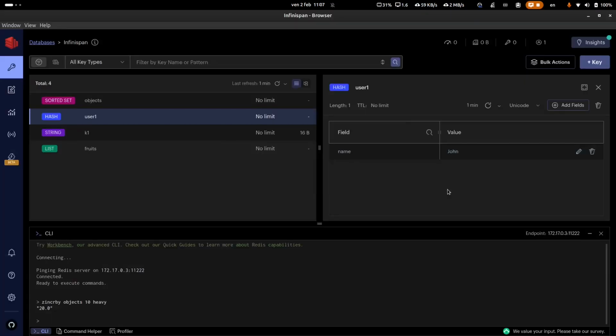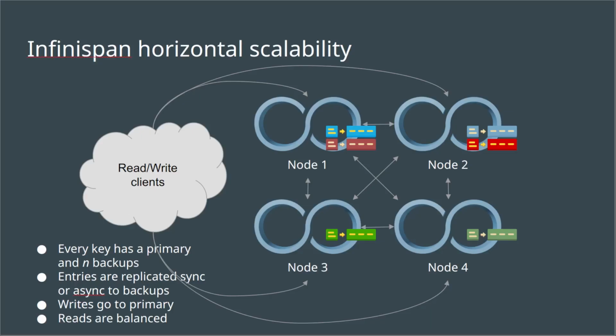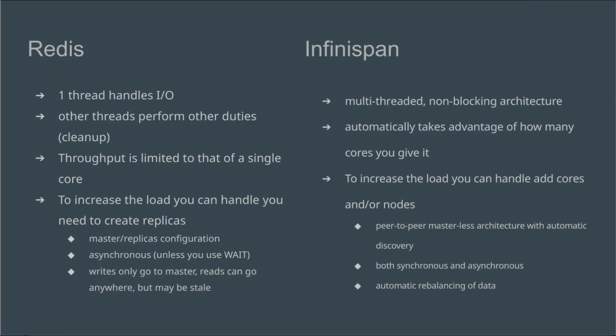Why would you want to use Infinispan instead of Redis? Well, first of all, I've shown you that clustering in Infinispan is much simpler. There's no distinction between masters and replicas and shards in cluster mode and so on. So all the nodes are equivalent in Infinispan, and if you want to scale up or down, just add more nodes. Infinispan is multi-threaded, whereas Redis is single-threaded, so it means that a single node can handle much more load.